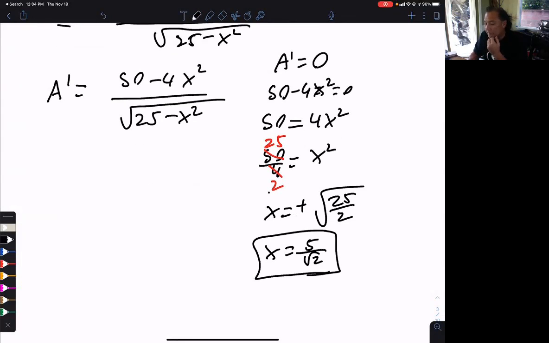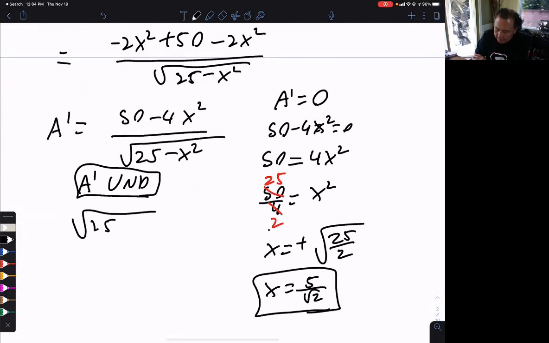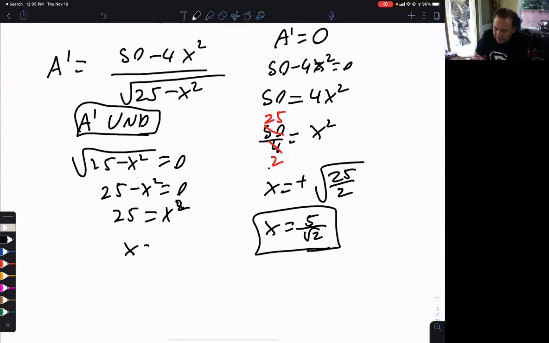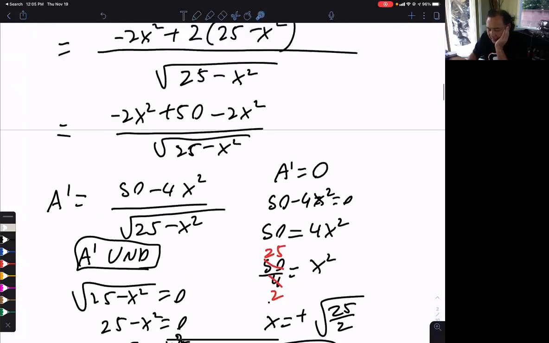Now, I can set my denominator equal to 0 also. So when is a prime undefined? When the denominator equals 0, I square both sides. I add x squared to both sides. I square root both sides. Now, here's my question. Do we have 3 critical points? 1, 2, 3.